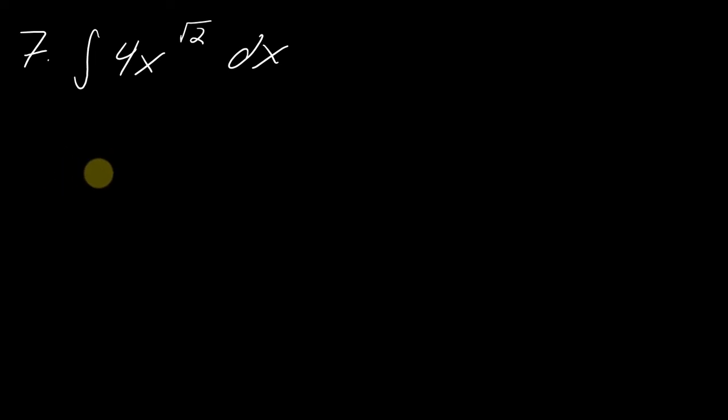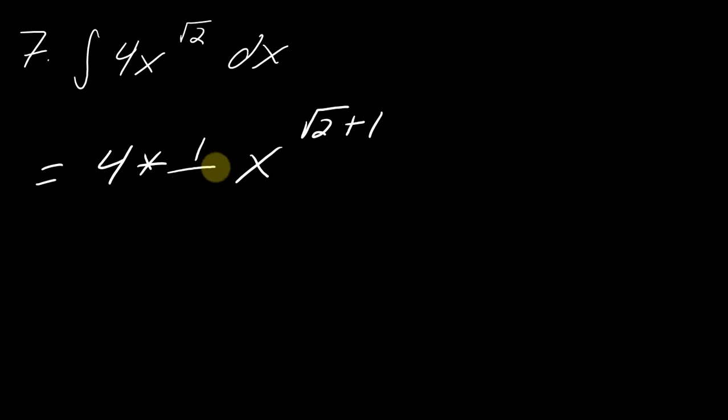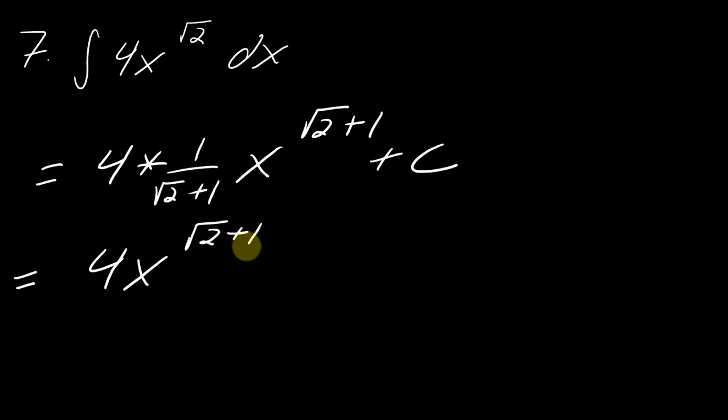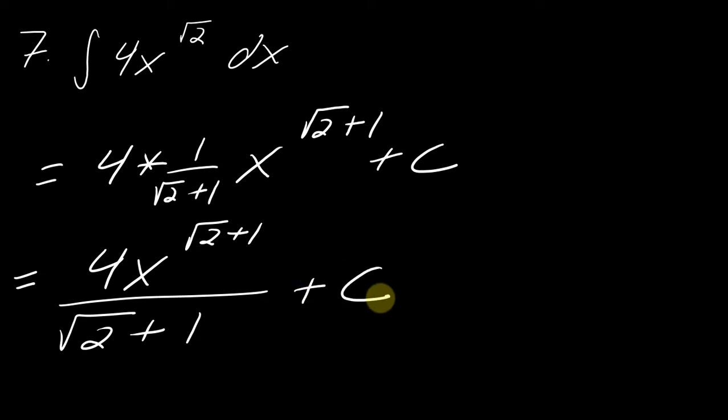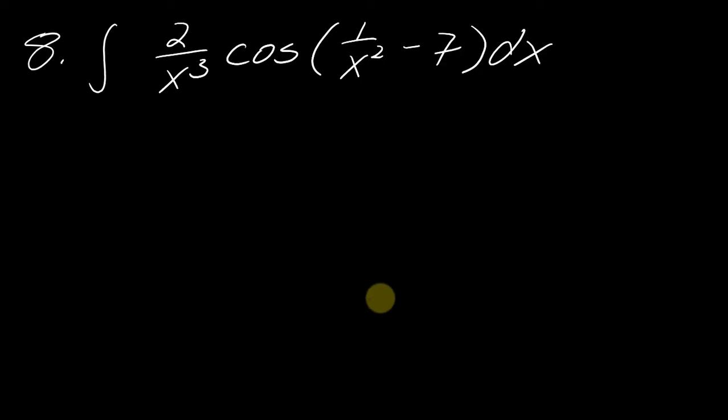Okay, so in this case, my answer will be 4 times... I always like to figure out the exponent first. So I know that I need to add 1 to this exponent, right? And then I multiply by the reciprocal of this. So the reciprocal would be 1 over the square root of 2 plus 1. It's not a beautiful looking answer, but this is actually the answer. So my answer is 4x to the square root of 2 plus 1 over the square root of 2 plus 1, plus c.